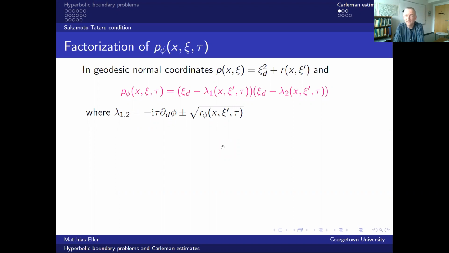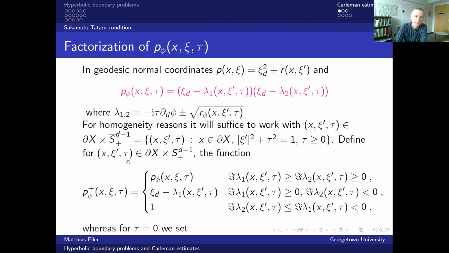Now, I want to look a little bit at the second order case, because I said already regarding Carleman estimates, the second order case is somehow the most interesting. And there we introduce semi-geodesic normal coordinates. Then I can put the normal derivative with coefficient 1 and put everything else into a quadratic form. And I factor the polynomial with respect to the normal variable here. And I have then two zeros which look like this.